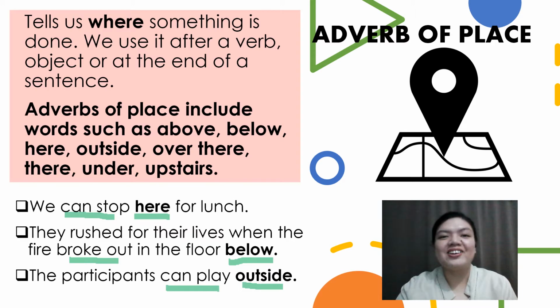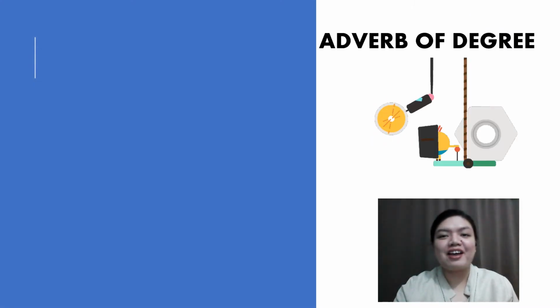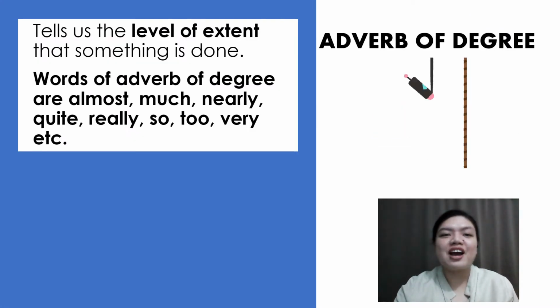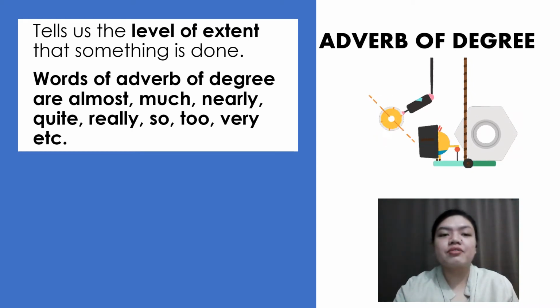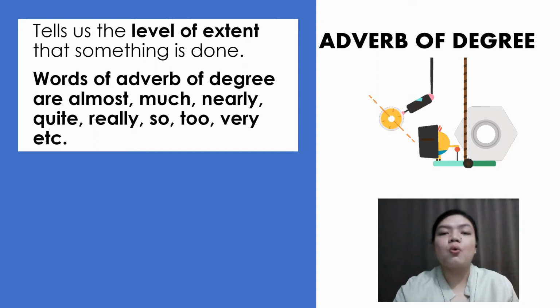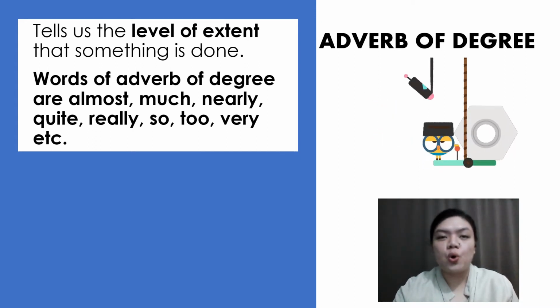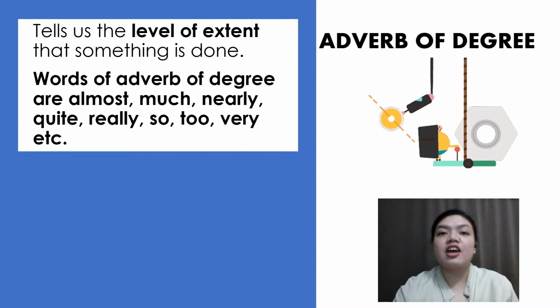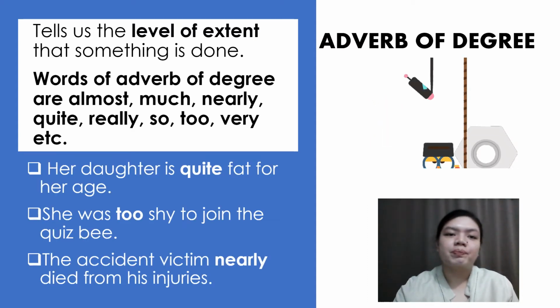Is everything clear? Then let's proceed to the next type. The third type is the adverb of degree. This adverb tells us the level or extent of something or that something is done. Words under this adverb are almost, much, nearly, quite, really, so, too, very, and others.